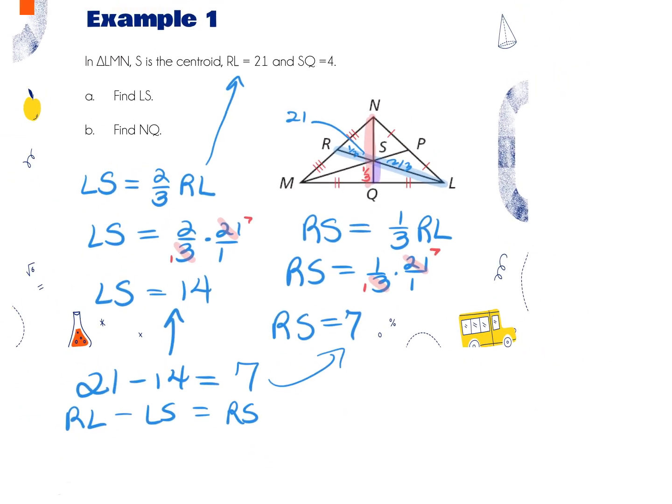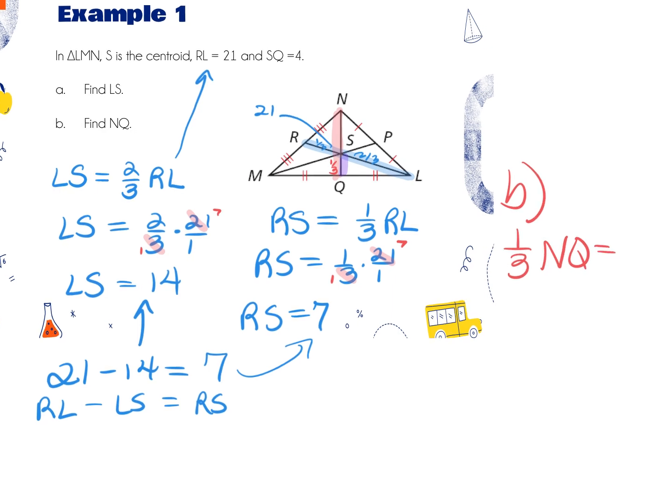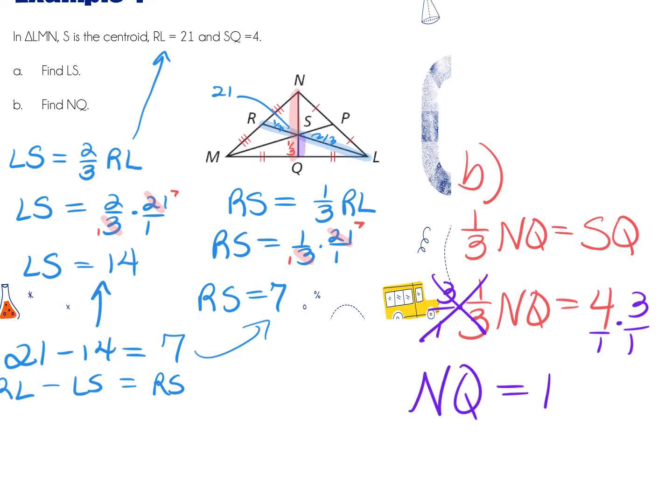So what I'm going to do for part B, I want to find NQ. So I know that 1/3 of NQ, the whole thing, is going to equal SQ. So I'm going to replace SQ with what they gave me, which is 4. And now I have to apply my algebra skills. I can either show that I'm dividing by 1/3, but if you remember, divide by 1/3 really means multiply by the reciprocal. So I could do that over here. This cancels, and NQ equals 12.